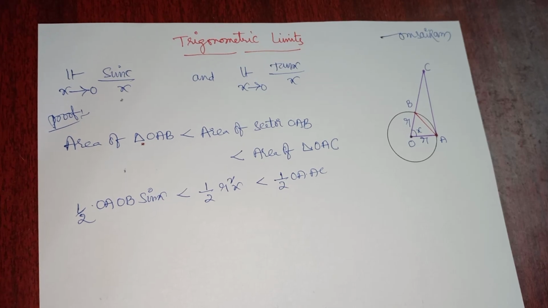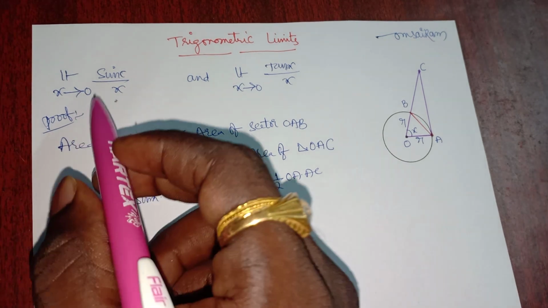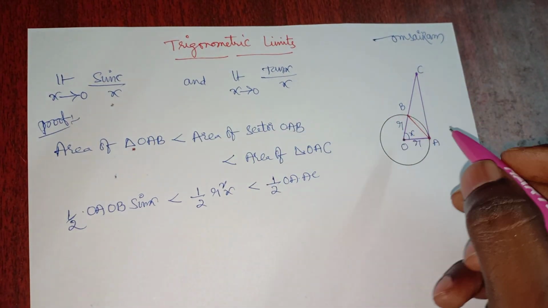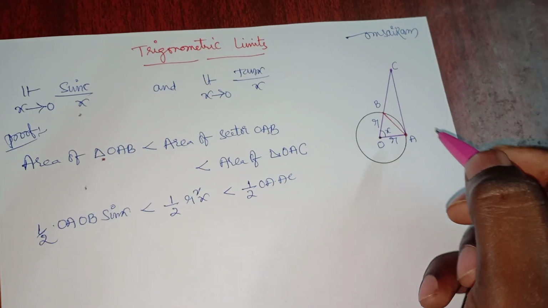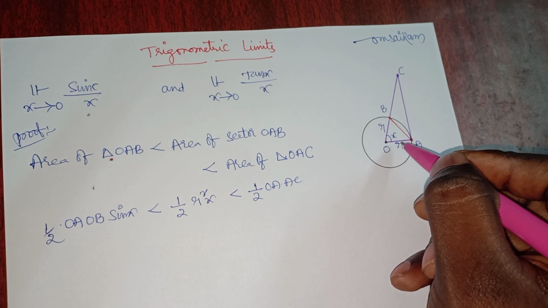Hi students, today our topic is trigonometric limits. First of all, let me explain the limit as x tends to 0 of sin x by x and the limit as x tends to 0 of tan x by x. Now, I'm taking a picture that is a circle having radius r, and here three more figures are there.